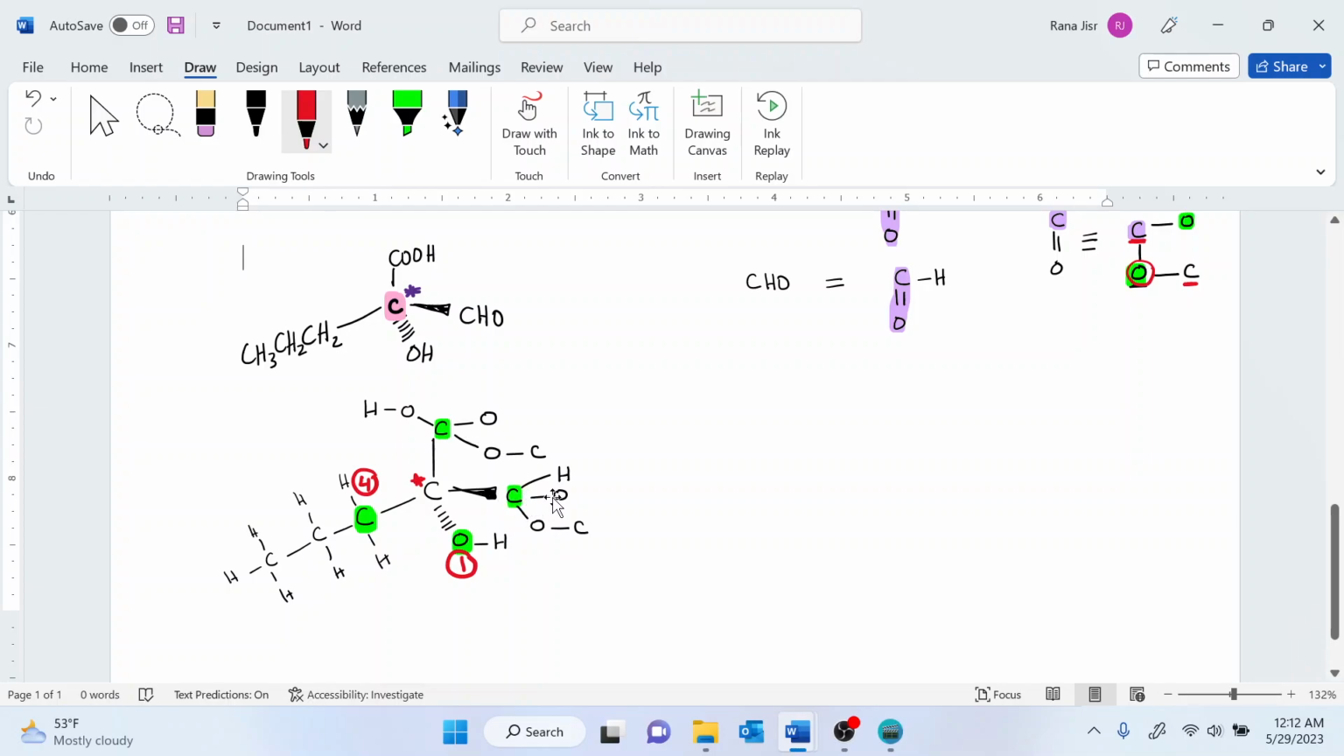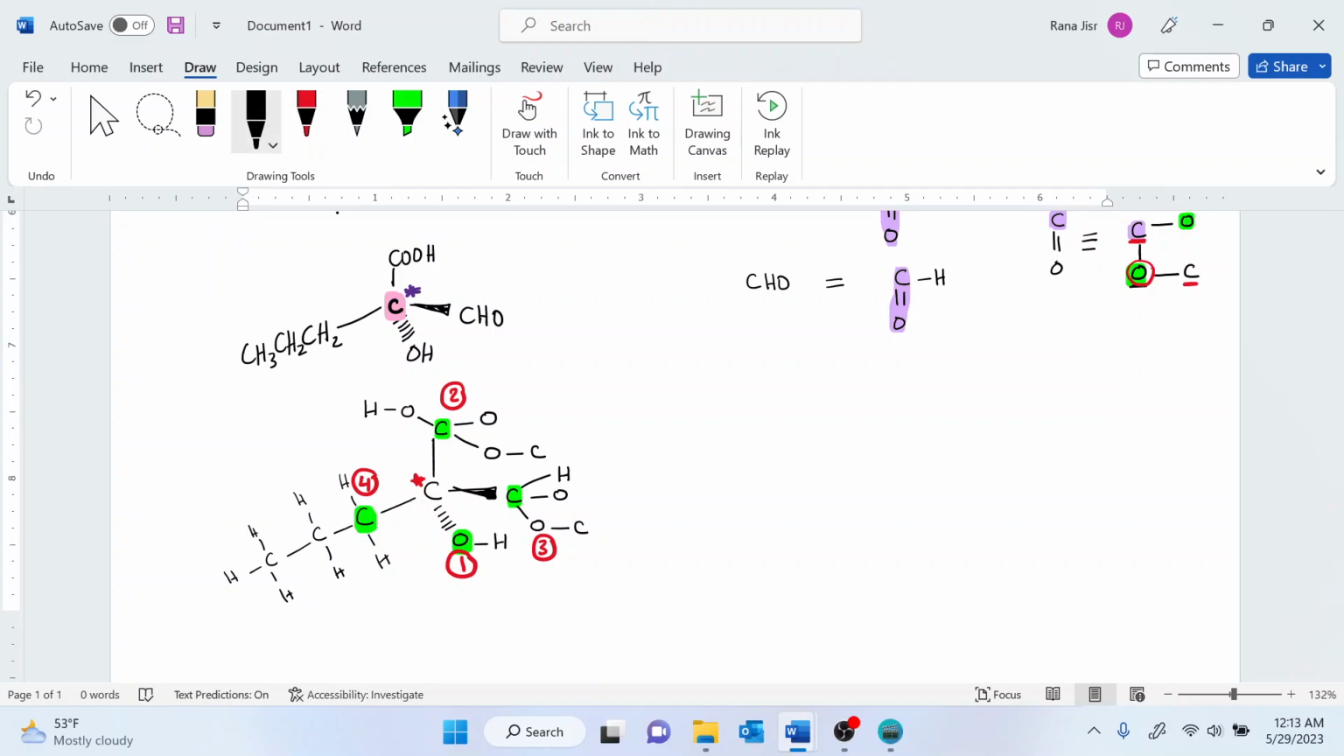I have a carbon connected to two O's versus a carbon connected to three O's. So definitely this is going to be my second priority, and this is going to be my third priority in there. So my priorities are 1, 2, 3, and 4. Notice that 4 is not behind. So I have to switch a priority 1 with a priority 4 to make 4 behind.